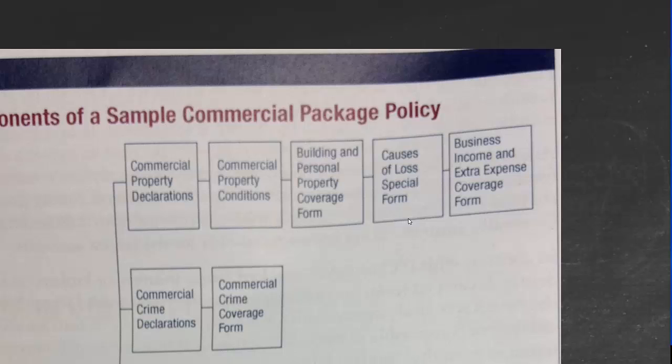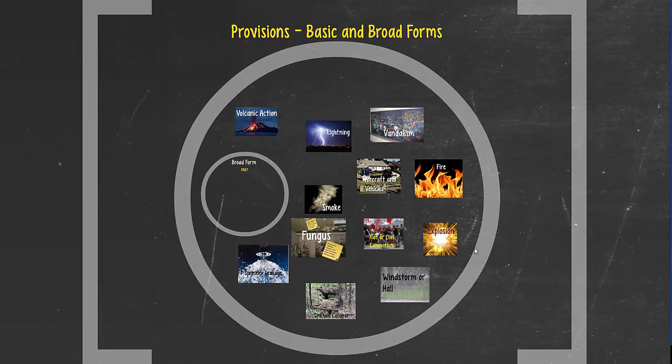This particular diagram shows the special form. But there are actually 3 possible forms of the cause of loss form: the basic, the broad, and the special form. And so that's what we're going to focus on today. So let's begin with the provisions of the basic and broad forms.